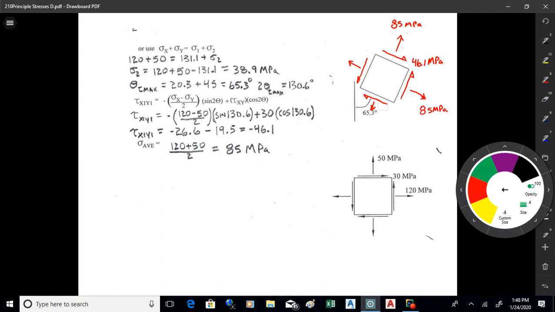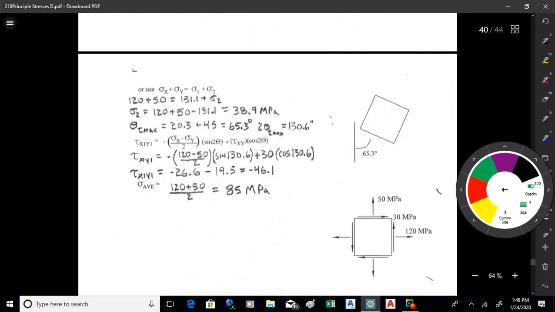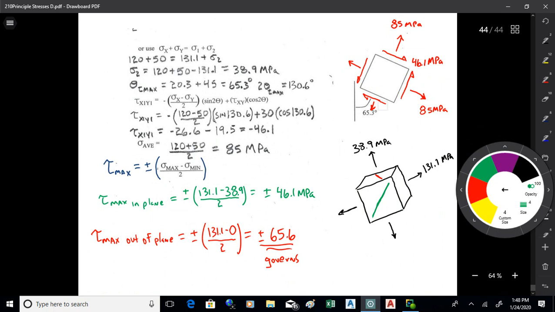Now, let's figure out what the design shear is for this thing. We got the design normal stress, it's 131.1. That's what we're going to design this for. Now let's figure out what the design shear stress will be, and that's tau max. So we got to consider two of them, one in plane, one out of plane. The formula is tau max is equal to plus or minus sigma max minus sigma min over 2. So if I'm going to go in plane, I take the maximum in plane normal stress, which is 131.1, subtract off the minimum, which is 38.9. So I'm taking away a positive 38.9. So it's 131.1 minus 38.9 over 2. And that's the plus or minus 46.1. That's what I got earlier.